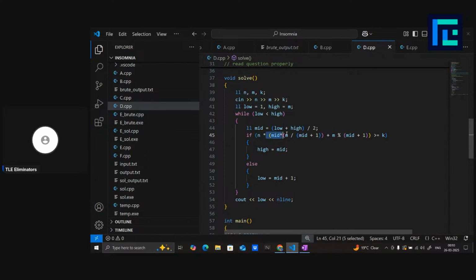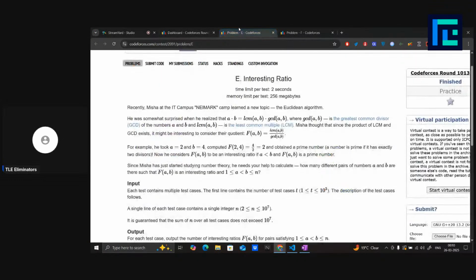n into this whole thing. So this is the number of items per row. So mid into m upon mid plus 1, plus m modulo mid plus 1. If this whole thing is greater than or equal to k, then we do high equals mid. Otherwise, we do low equals mid plus 1. And then we print low. Alright. Anyways, so we were doing E, right? So, yeah.